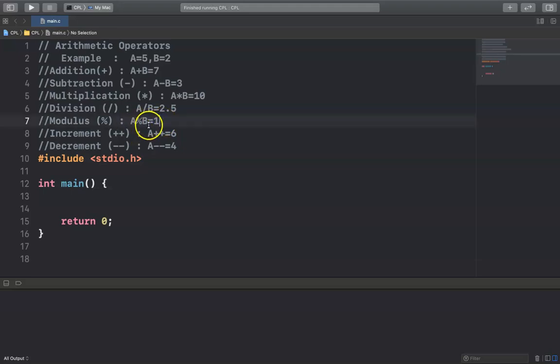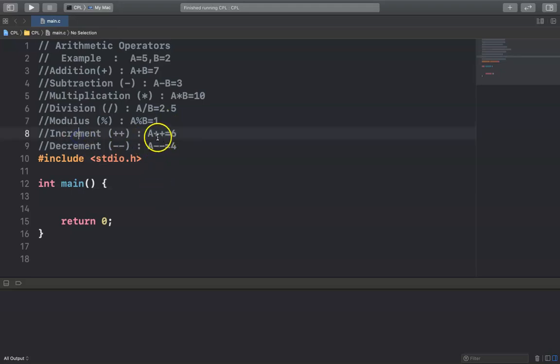Why is A modulo B equal to 1? Because we take A divided by B and then we get the remainder of A divided by B, which is 1. That's why A modulo B is 1.